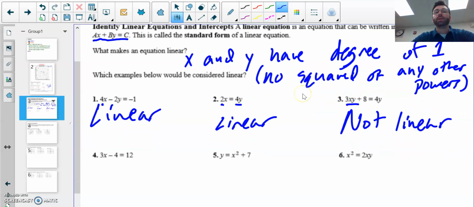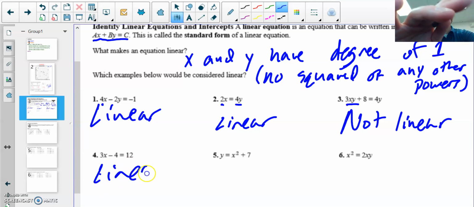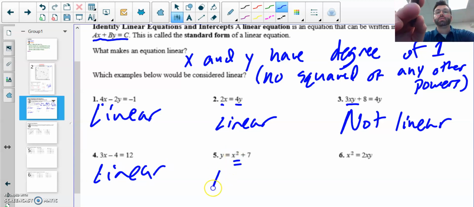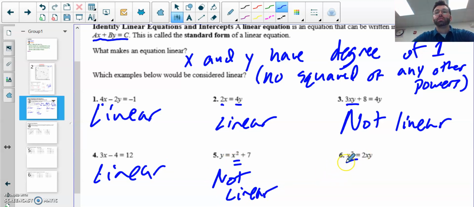Here, this is just x, no y's. But if it's just x, that's okay. I can have that for sure. That's a linear equation. Here x is being squared, so this is not linear. And lastly, x is being squared again, so this is also not linear.